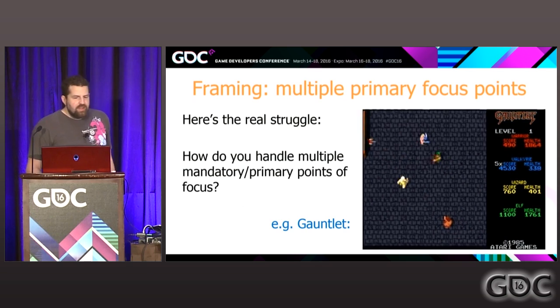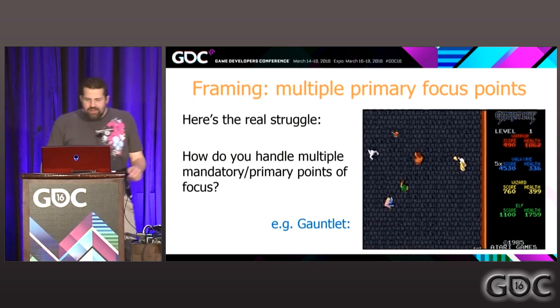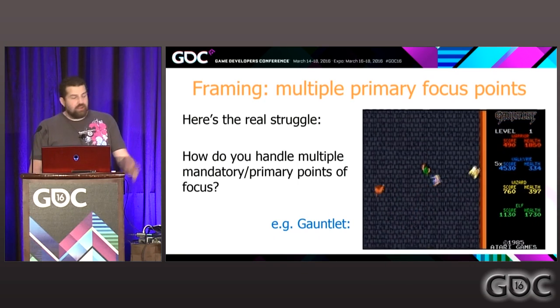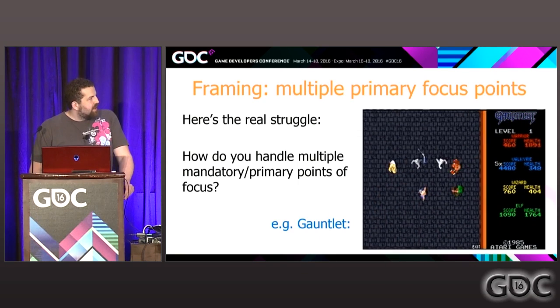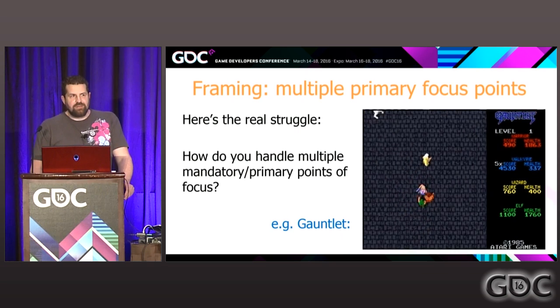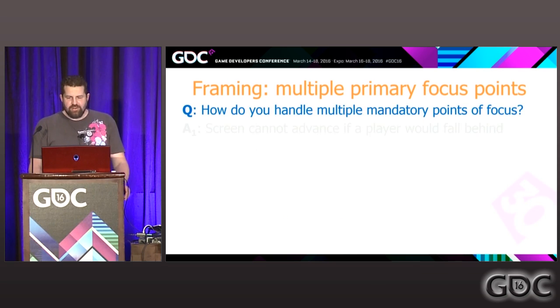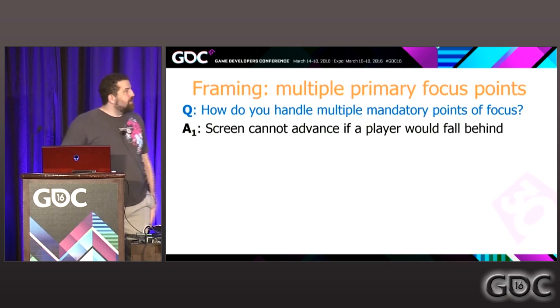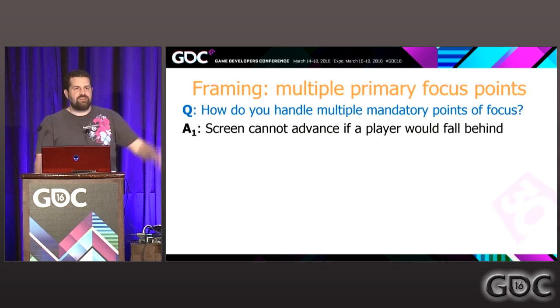Okay. The big problem here is when we have multiple primary focus points, right? And Gauntlet is a typical example of this, where we've got 4 players and we have to have them all on the screen, and it's co-op. So how do we handle that? So there's some really bad ways. One, we could say the screen can't advance. So the warrior who's often getting a drink is keeping everyone back.